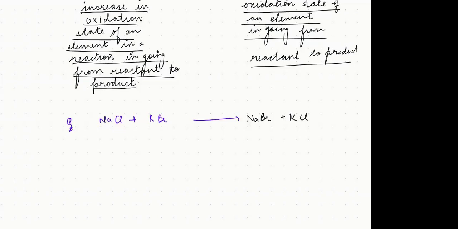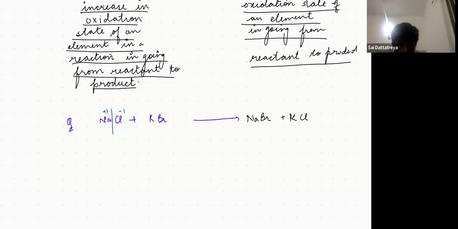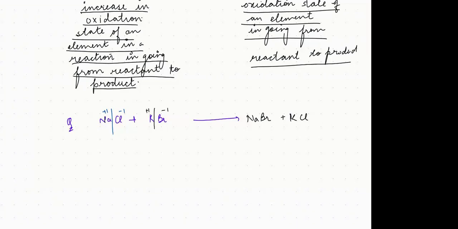First, the question is whether it is a redox reaction or not, right? Now, how do we proceed with this? Just see. We have Na plus 1 and we have Cl minus 1, because you know that NaCl will break into its positive radical and its negative radical. Yes or no? Yes. Similarly, KBr will break into K plus and Br minus. Now, Na remains Na plus 1 and Br minus forms NaBr on the product side. And on the product side, K remains K plus 1 and Cl remains Cl minus 1.